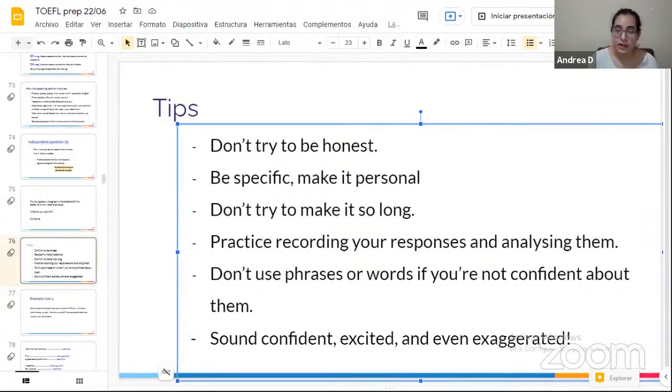A lot of people are like, well, I don't have that much time, so I'm going to speak super fast so that I can say a lot of things. So that's not the goal. Just speak at your normal speed.